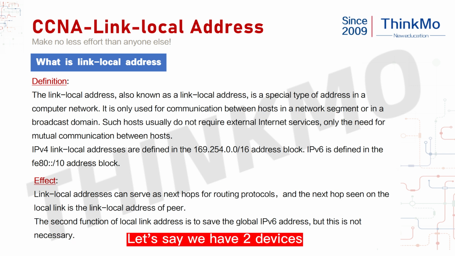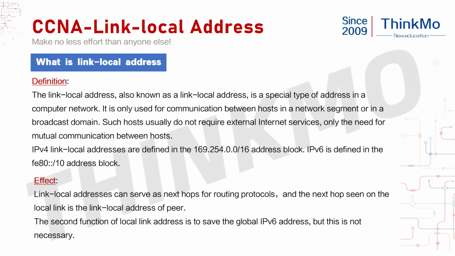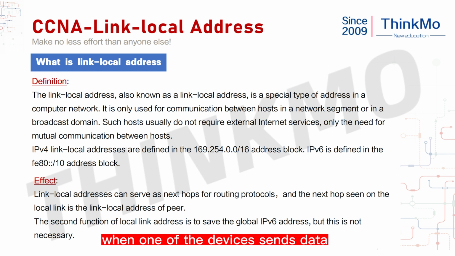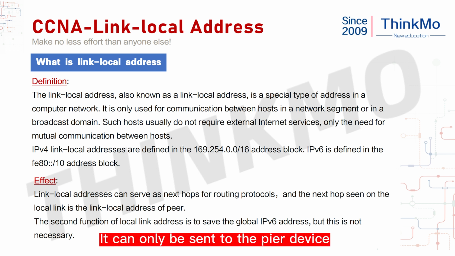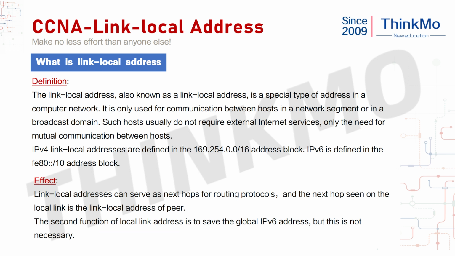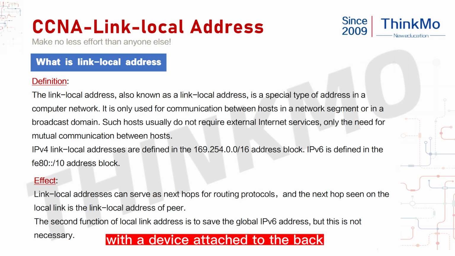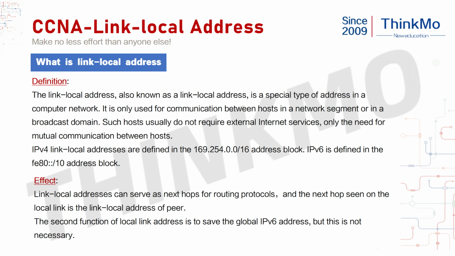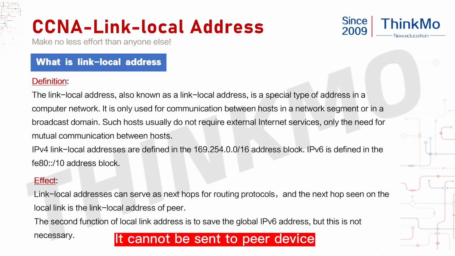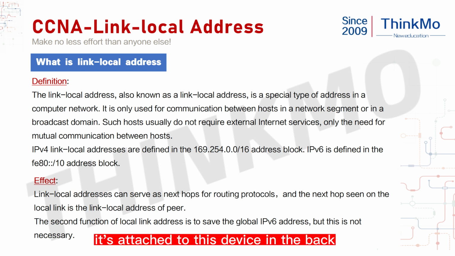Let's say we have two devices connected by a line. When one of the devices sends data, it can only be sent to the peer device. It cannot be sent to another device attached behind the peer device. This is what we call a link local address.